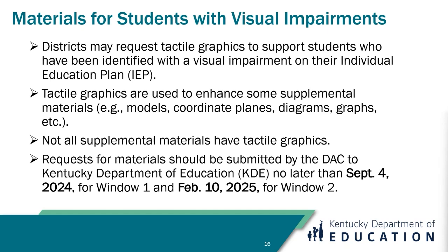Districts may request supplemental materials for students who have been identified with a visual impairment on their IEPs. Requests for materials should be submitted by the DAC to KDE no later than September 4th, 2024 for Window 1 and February 10th, 2025 for Window 2.